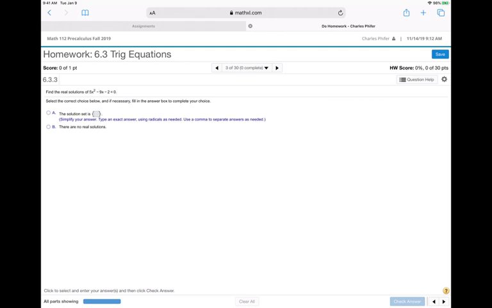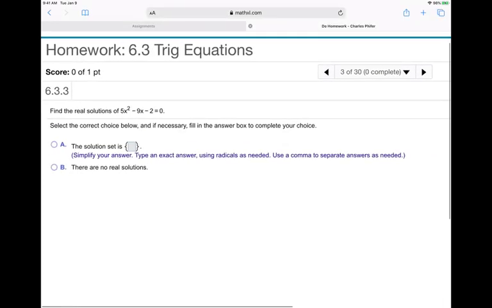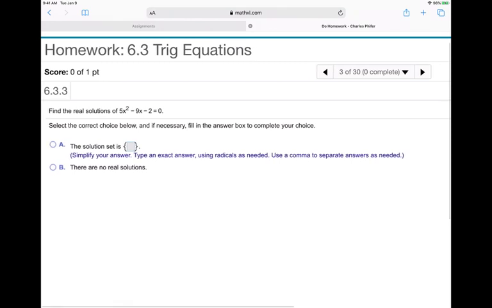Okay, so now here's one example, right? This is a quick demo on Pearson. What is that number in the upper left hand corner? It says 6.3.3. What does that mean? That means it's chapter 6, section 3, and the third question, question 3 from the back of that section.